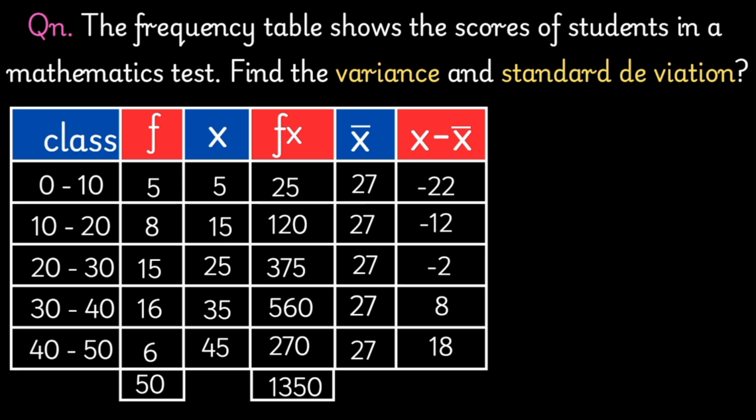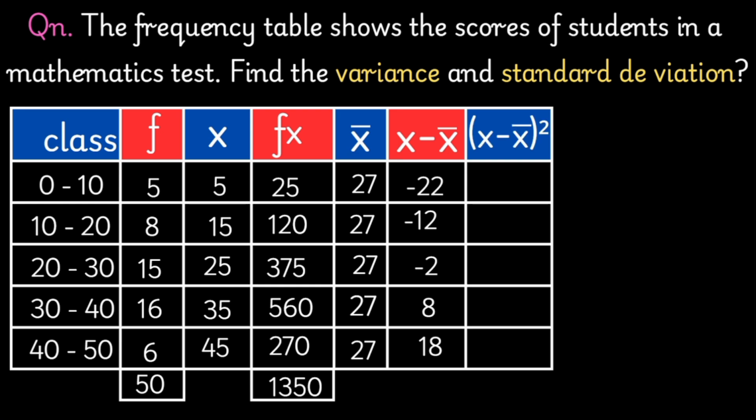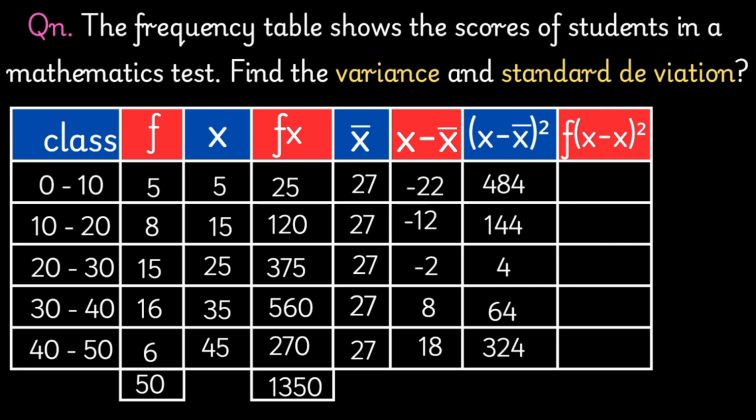Next, we shall have (x minus x bar) squared. We consider the column of x minus x bar, and we square each of the values. First we shall have negative 22 squared, which is 484. Then negative 12 squared, which is 144. And we square also these ones to get the remaining values. And lastly, we shall have a column for f(x minus x bar) squared.